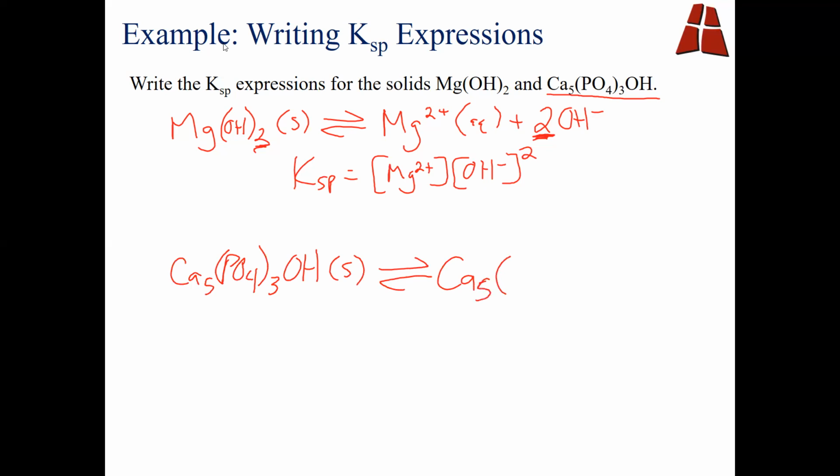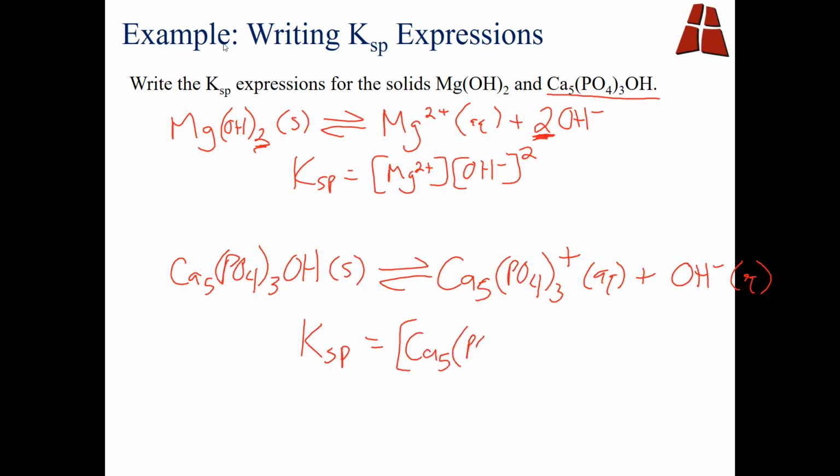Ca5(PO4)3+, right? That'll be aqueous. And then we also have OH-. It'll be aqueous. Okay. So same thing. If we were to write our equilibrium expression, our KSP is going to be our products over our reactants raised to the powers. But in this case, our powers are going to be just 1 for each, and so we don't need any exponents.